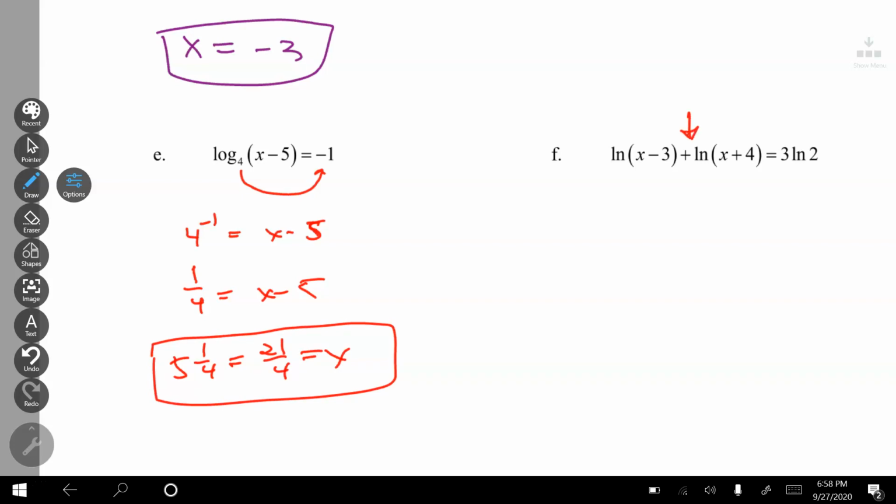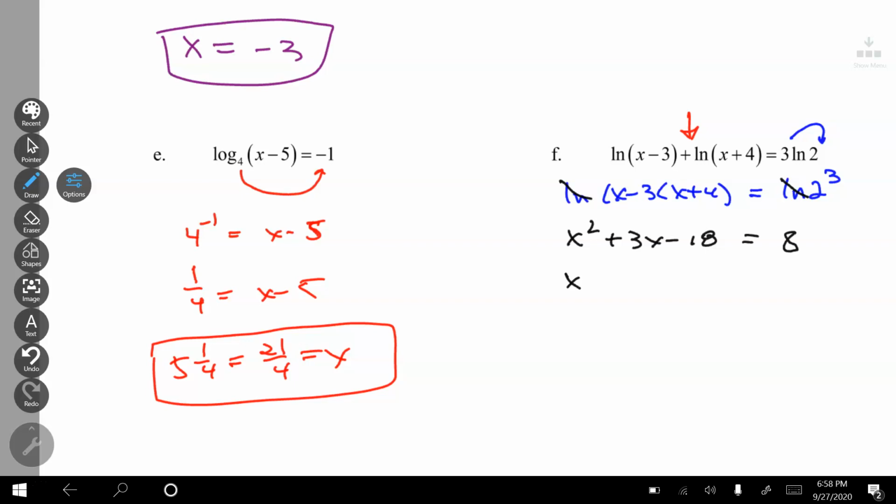Now this one, we are adding logs. So when we add logs, we have to multiply these quantities. ln of (x minus 3) times (x plus 4) is equal to, and this moves to the top here, ln of 2 to the third. Now I have basically the same base idea as before. These have the same base. I can multiply this out. x squared plus 3x minus 18 is equal to 2 to the third, which is 8. Subtract the 8 over.